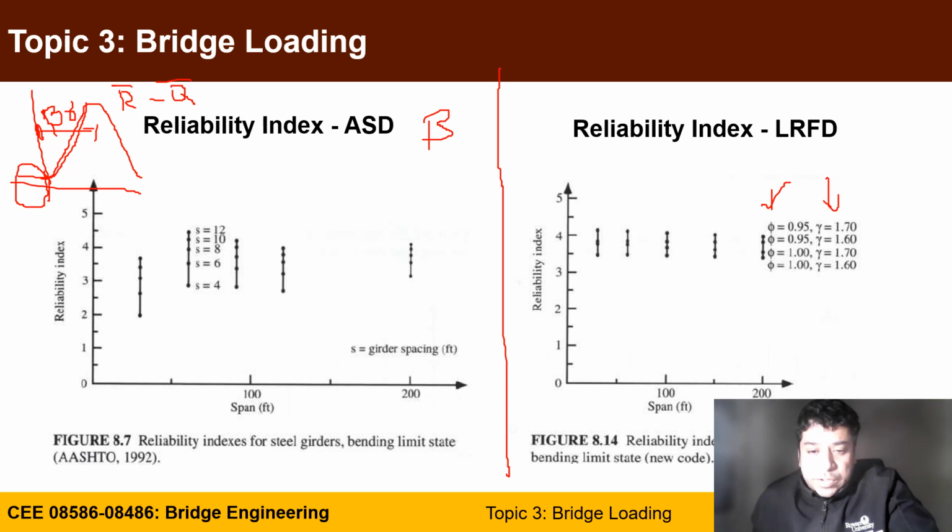This example was for a steel girder, where we have different spans, and you will always see that your reliability index is between 3.5 and 4-ish, while because you have a wide range of safety factors that you can take when you design your girder for ASD, it actually varies quite a bit for different spans. So LRFD gives us a more probabilistic framework to design our bridges, and your reliability will be really close.